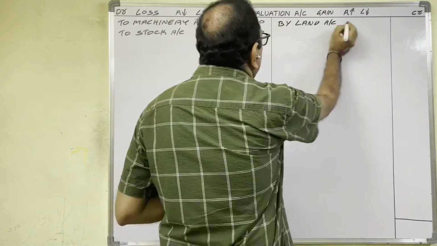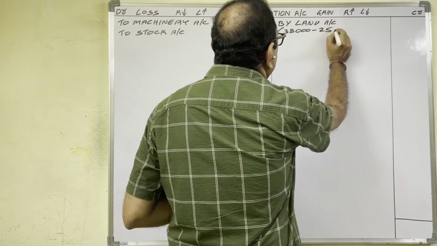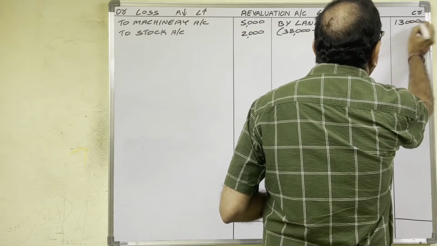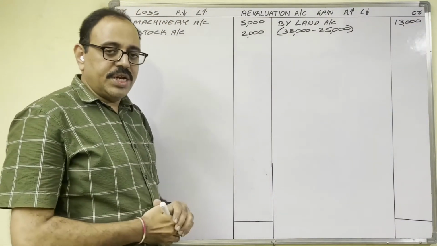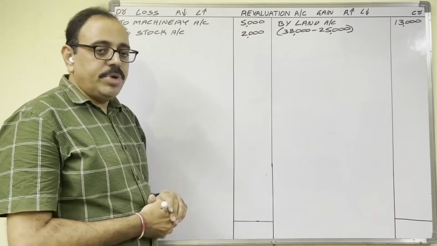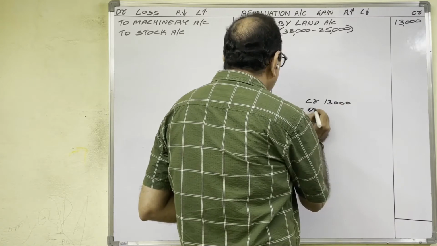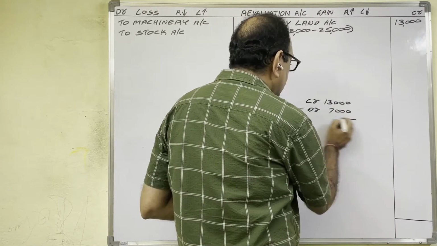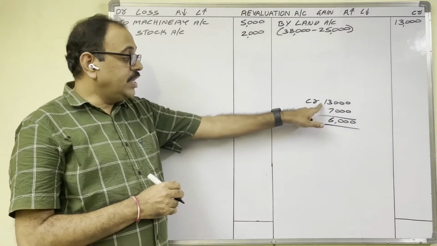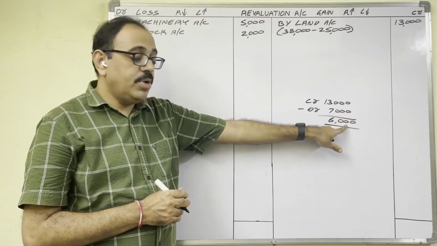By land account. How does that 13,000 come? Market value 38,000 rupees minus cost price 25,000 rupees, the difference 13,000, in the outer column. So all amounts are completed. Finally, find out the profit or loss on revaluation of assets. The credit total is more than the debit total. Credit total 13,000 rupees minus debit total 7,000 rupees, the difference is 6,000 rupees. This is a profit, because on the credit side we wrote gains and on the debit side we wrote losses. Profit is more than loss, so the final amount is profit.